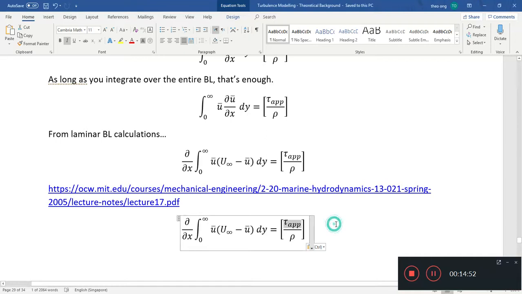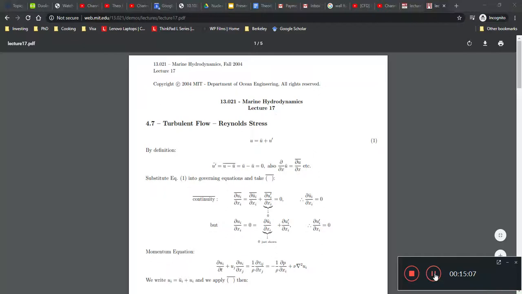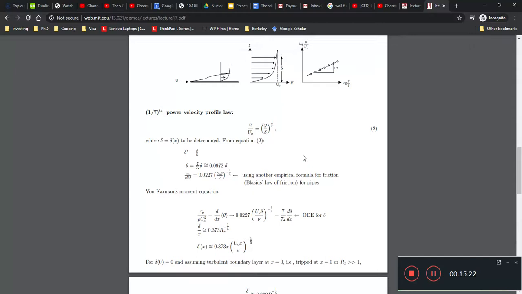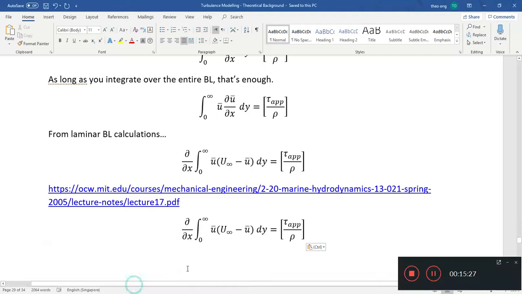Okay, now we know there's this 1/7 power law I was talking about earlier, and I would like to bring that into this picture. Again, you can find this easily online. The 1/7th power law looks something like this, where u over u infinity equals y over delta to the power 1 over 7. Okay, so delta is the boundary layer thickness. You know, copy and paste this here.